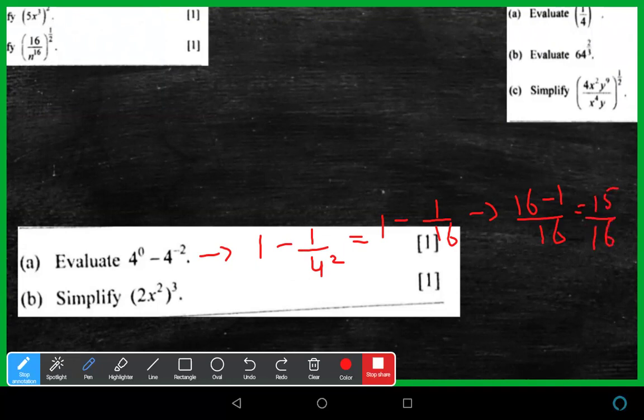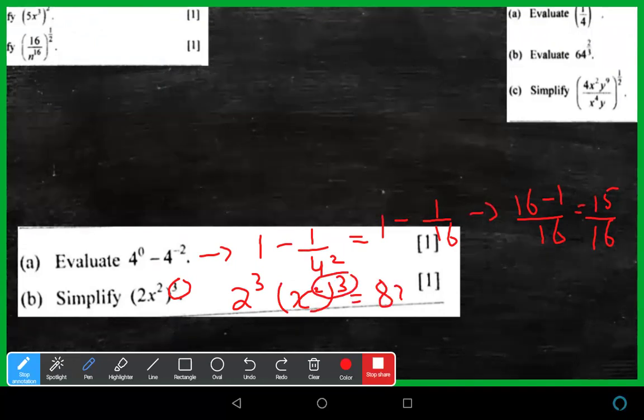I hope everything is clear in this. Very easy question. Now, the whole power is cube. So we have to apply cube to all the elements. 2 raised to the power cube and x squared to the power cube. 2 cube is 8 and then the powers will multiply. It will become x6. So 8 multiplied by x raised to the power 6 is the final answer.